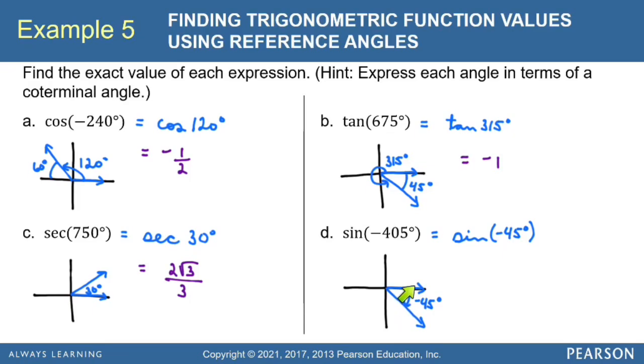And we can also see that the reference angle, which is between the terminal side and the horizontal axis, is 45 degrees. So now we know that sine values are negative in the fourth quadrant, so I'm going to go ahead and put down my negative sign. And we know that the sine of 45 degrees is square root of 2 over 2. And so the sine of negative 405 degrees is equal to negative square root of 2 over 2.